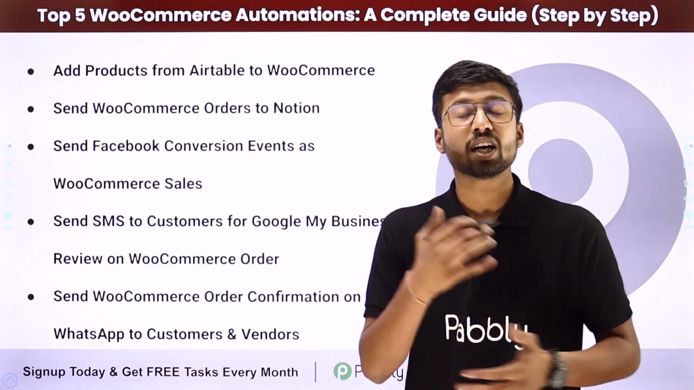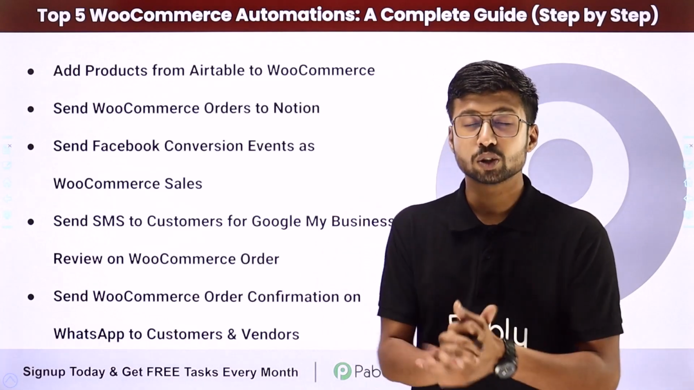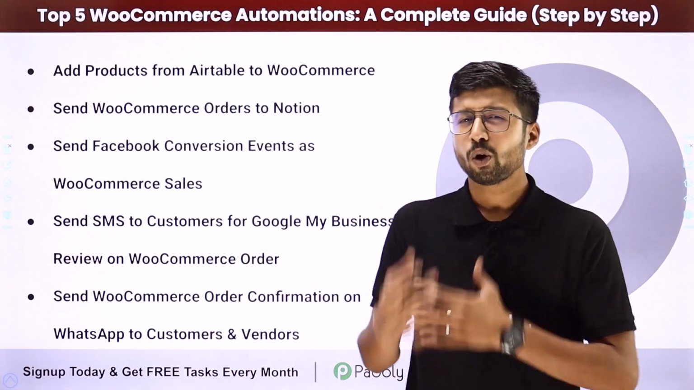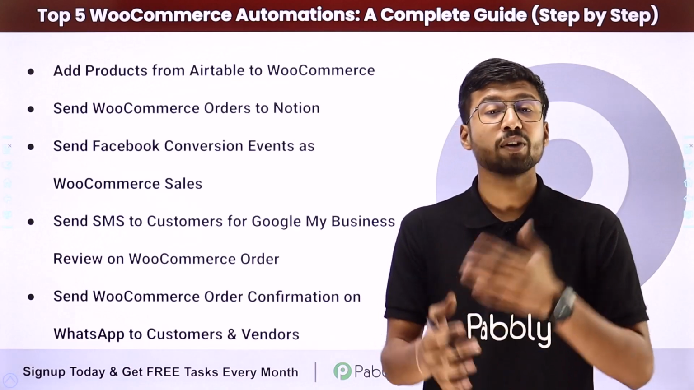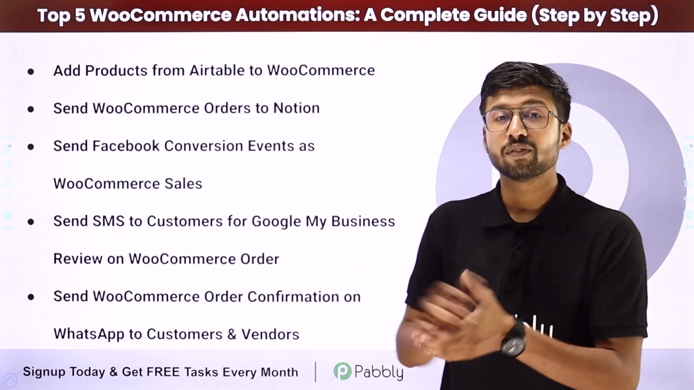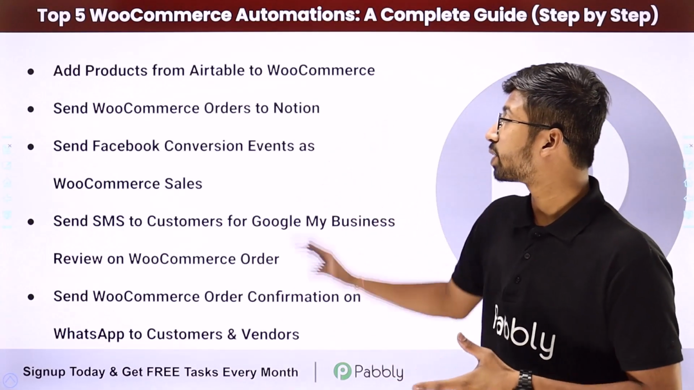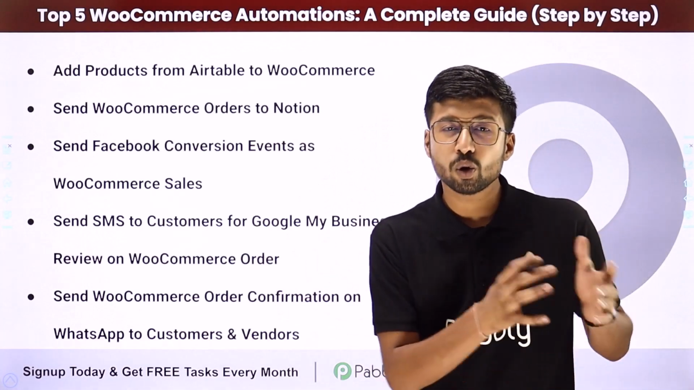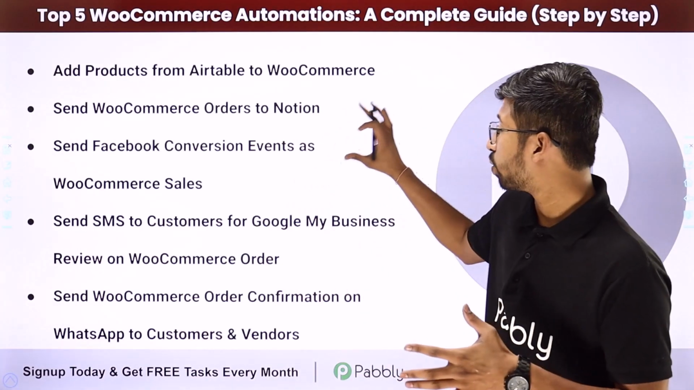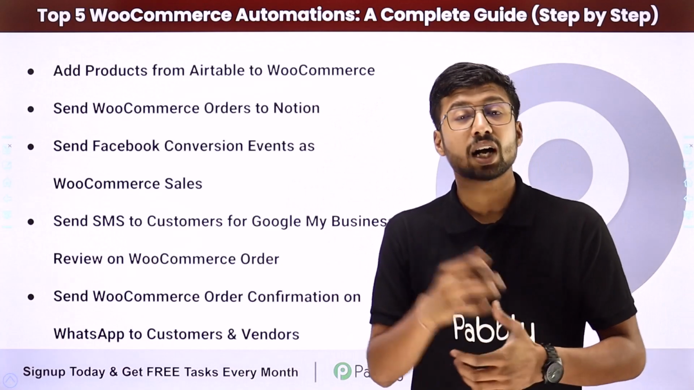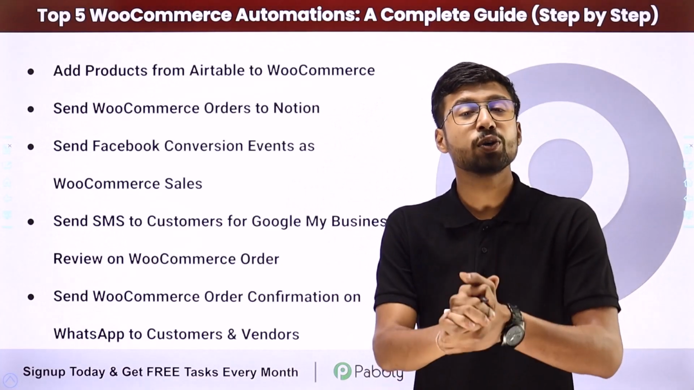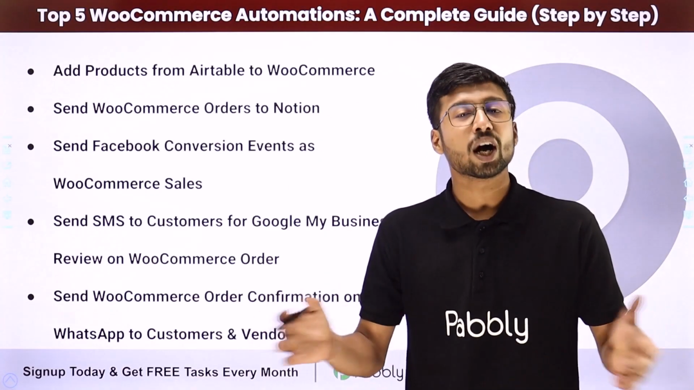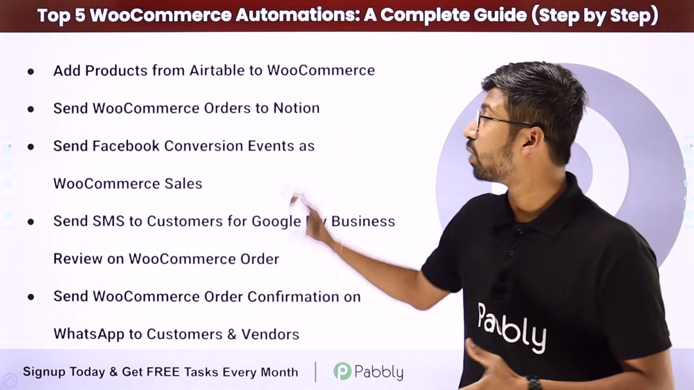Whether it can be adding a new product from Airtable to your WooCommerce store or any other spreadsheet program, or sending an order confirmation whenever you receive a new order to your customers and vendors. If you want, you can automate the process of sending your new order details to programs like Notion or Google Sheet, or you can ask your customer after every order for feedback on your Google My Business profile. So how you can set up each and every one of these automations.